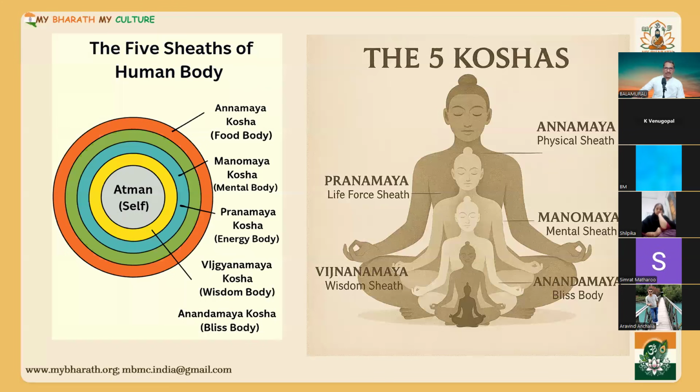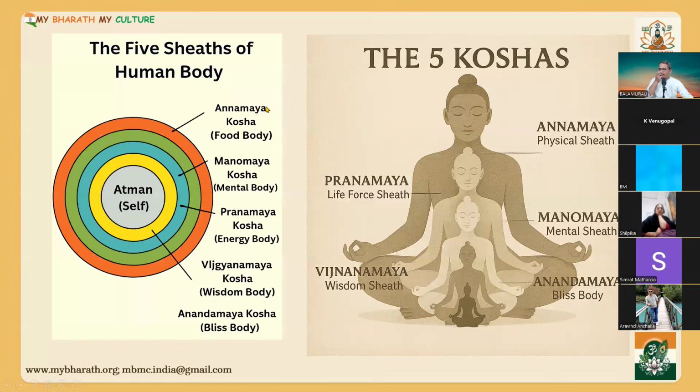Now, what are these koshas? The 5 koshas. Koshas means layers. There are 5 layers in our body. The first layer is called Annamaya Kosha. You see here, the outside thing. If you see the outside, what is visible to people is my Annamaya Kosha. Anna means food. So it's a food body.